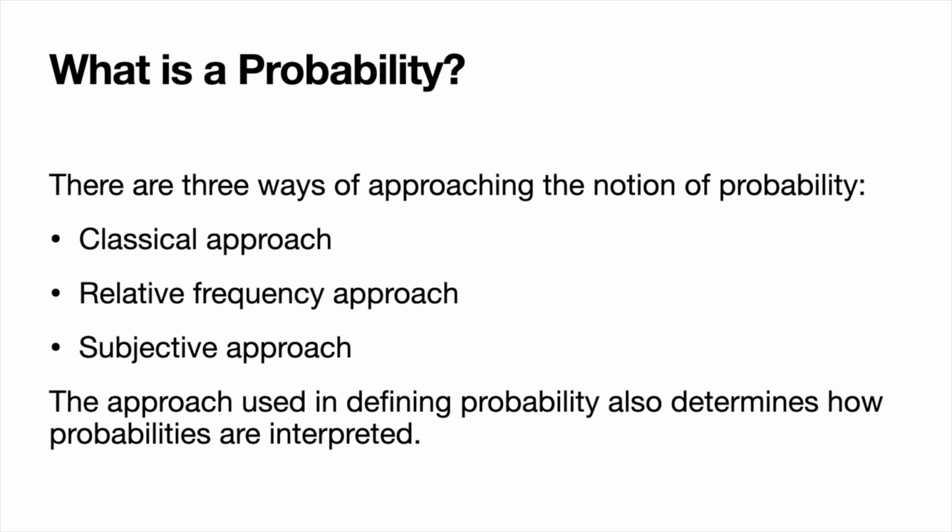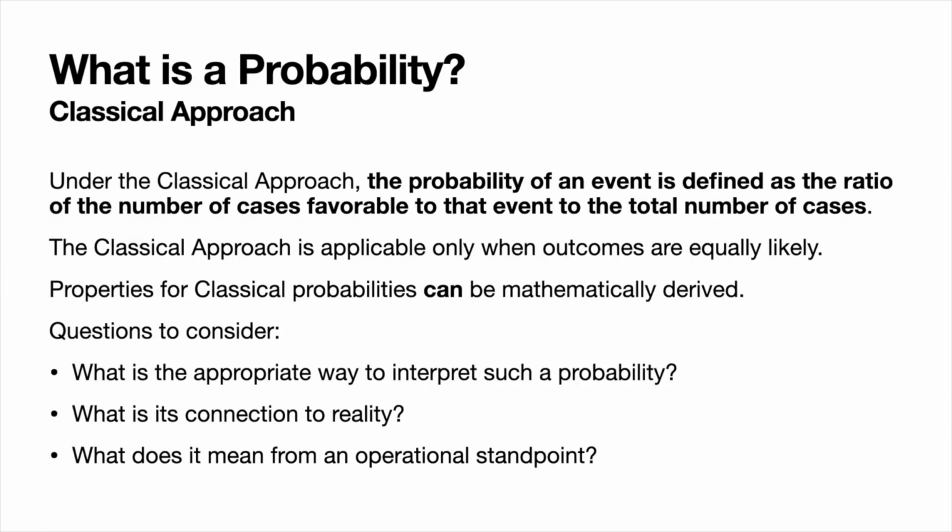Now, what is a probability? There are three ways of approaching the notion or the idea of probability: the classical approach, the relative frequency approach, and the subjective approach. Sometimes we say that there are three types of probability: the classical type, the relative frequency type, and the subjective type. The approach used in defining probability also determines how probabilities are to be interpreted. So let's look at the classical approach first.